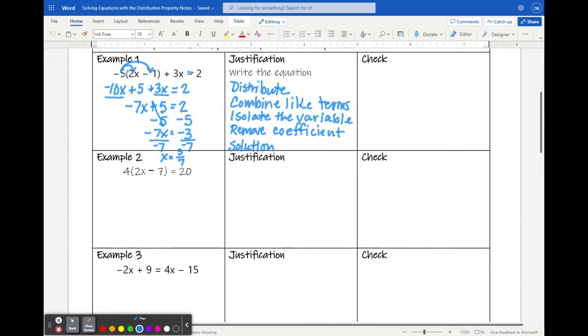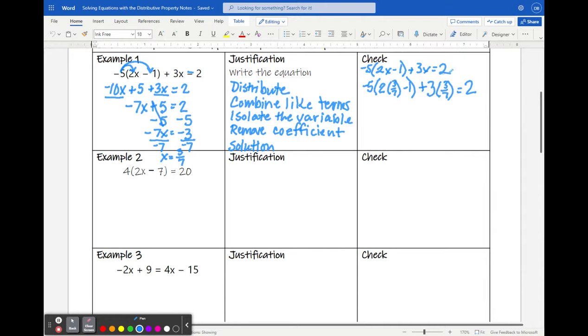Now, when I go to check, I'm going to write this exact equation the way it originally was. So negative 5 times the difference of 2x minus 1 plus 3x equals 2. And every time I see x, I'm going to put a positive 3/7. So negative 5 times the difference of 2 times 3/7 minus 1 plus 3 times 3/7 equals 2. And that looks very, very messy.